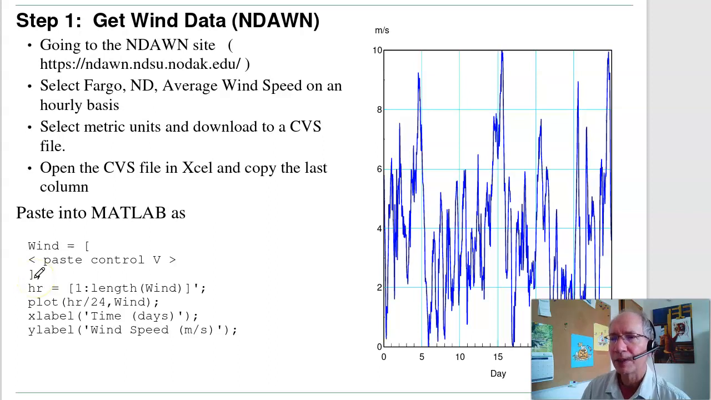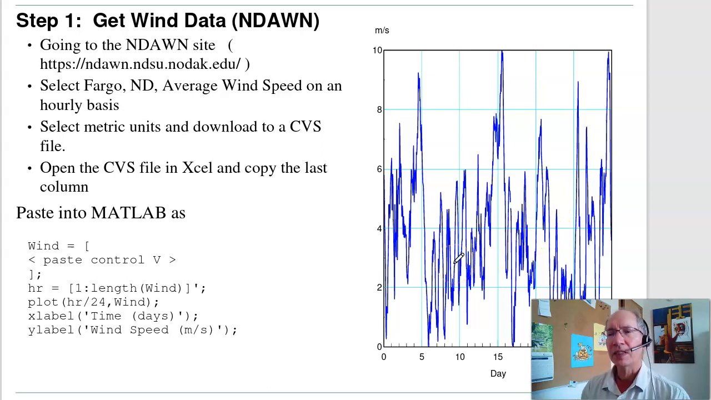There's my data. I can now plot it. The hours will go from 1 to the length of the data. If I plot hours divided by 24, that gives me day versus wind. And here's what it looks like. So there's the wind speed on an hour-by-hour basis over 30 days of April 2023. And here this axis is meters per second. Now, as you can see, the wind blows and calm, blows and calm. Generally, it's pretty windy here in Fargo.